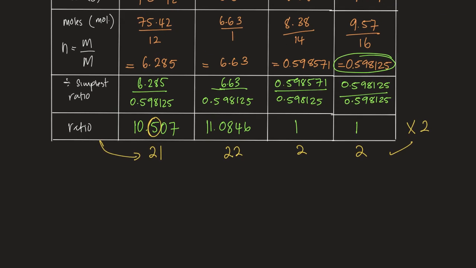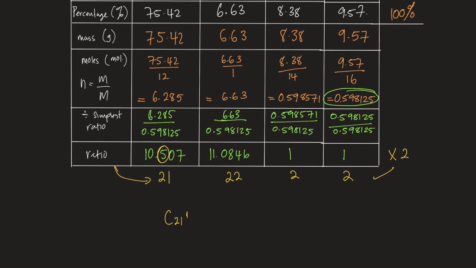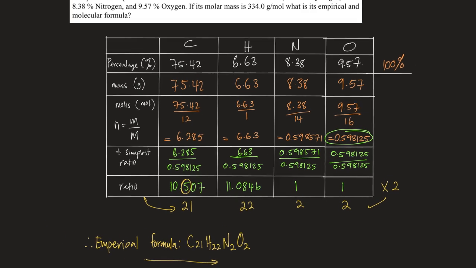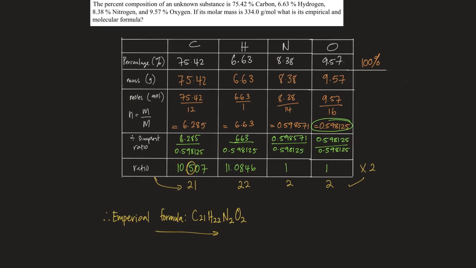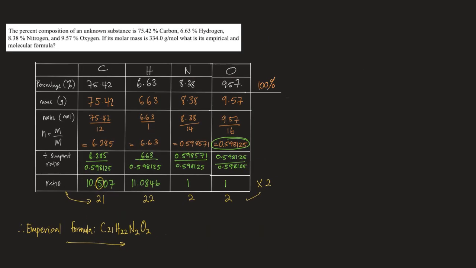So I'll go C21, H22, N2, O2. So therefore, my empirical formula is that. Now what I need to check is my molecular formula.